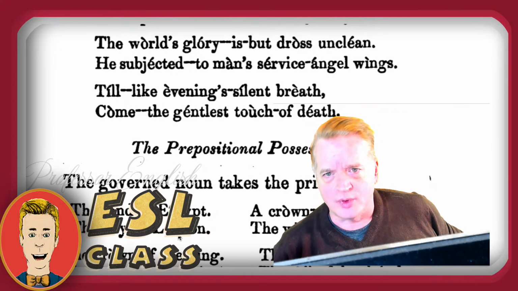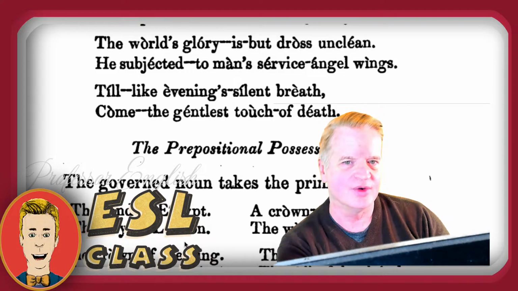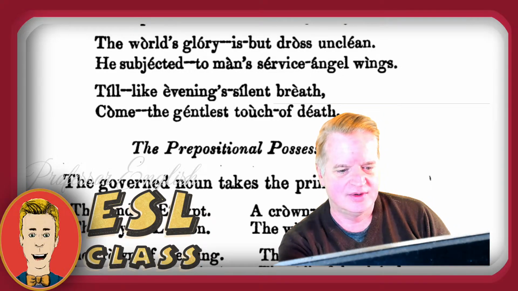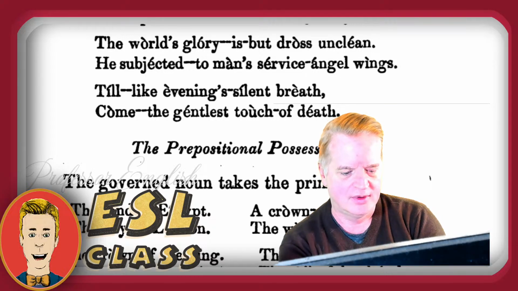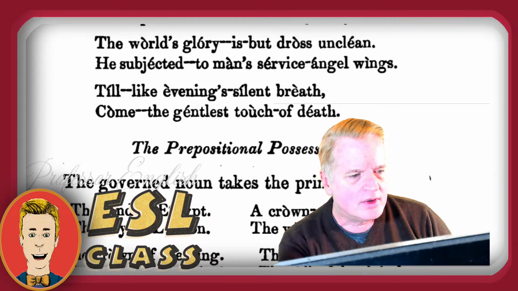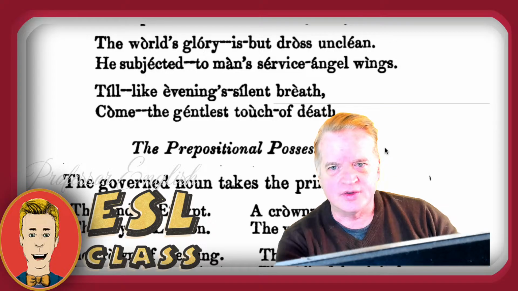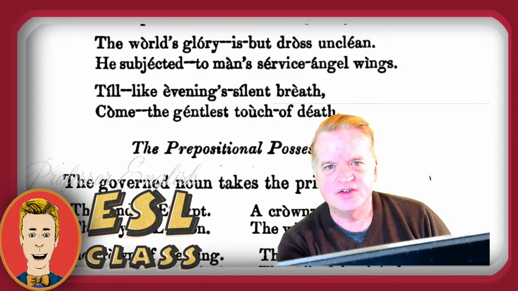The world's glory is but dross unclean. What is dross? I guess that must be a bad word, a negative word, but let's look it up. I think I've seen that before. Dross is a noun that refers to unwanted material, impurities, or waste. So the world's glory is but dross unclean.